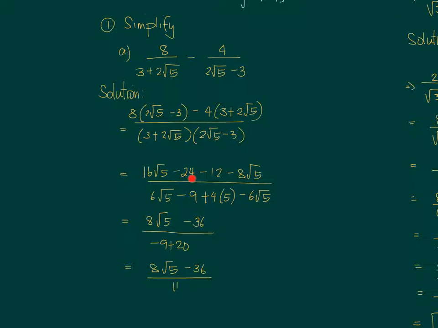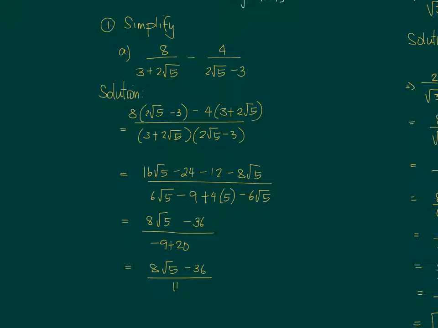And then 24 and minus 12 together, with the sign, will be minus 36. Below you have 6 square root of 5 and the opposite, minus 6 square root of 5. So that means this will become 0. So you have minus 9 plus 4 times 5, which is 20. So you have minus 9 plus 20, which is 11, so you get this 11. And then you have 8 square root of 5 minus 36 still as the numerator. So from here, you're not expected to simplify this anymore. No need to change it into two fractions, just have it as a single fraction.